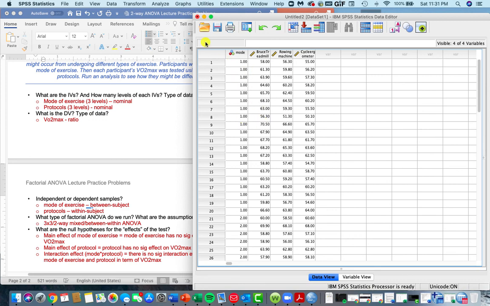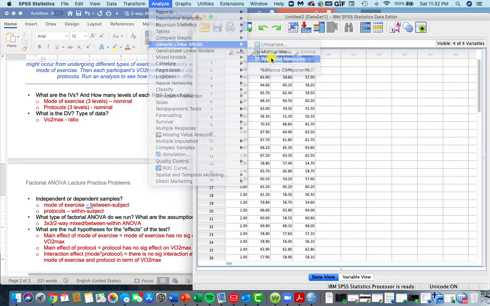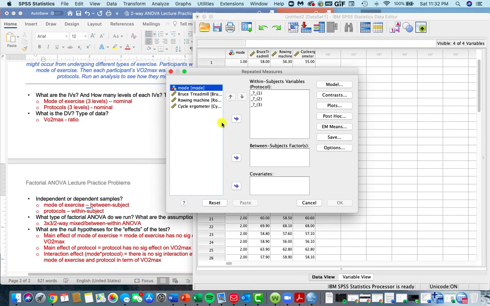Okay, but once we have this information in here, we go to Analyze. Anytime you have a repeated measure or within subject variable, you have to use repeated measures. Okay, rule of thumb. And then this part should look familiar to you. You put your within subject factor first, so the one that had the repeated measures, which was protocol in our situation. And there were 3 levels, right? Bruce, rowing, cycling. So we define those. And then it's very similar, just kind of ignore mode for right now, but it's very similar to how you would have put in for a one-way ANOVA, right?